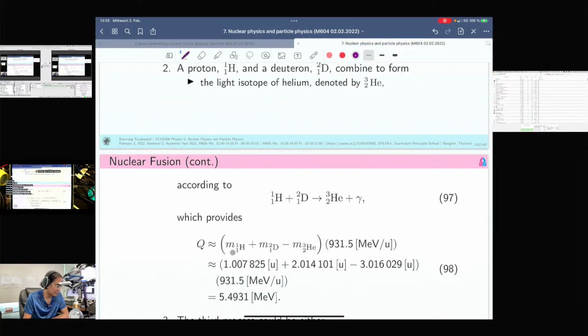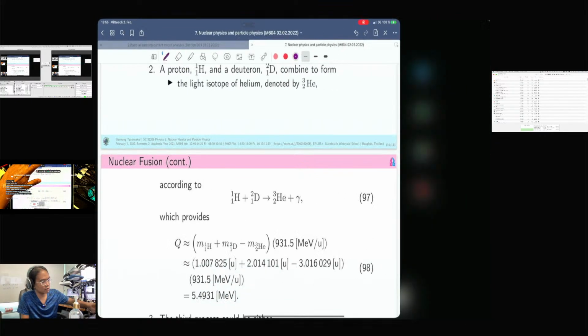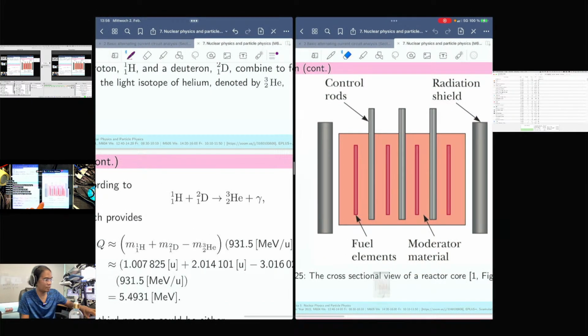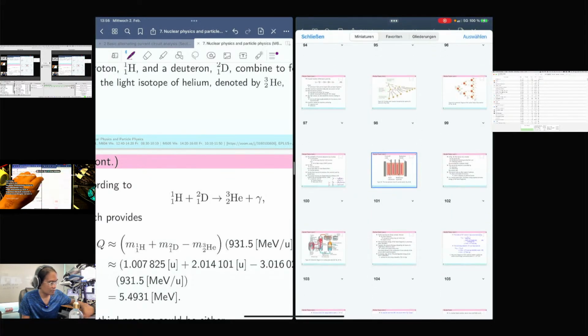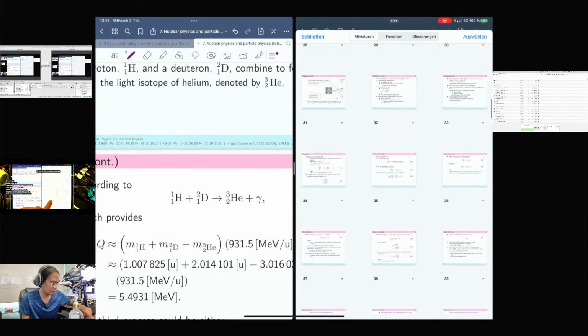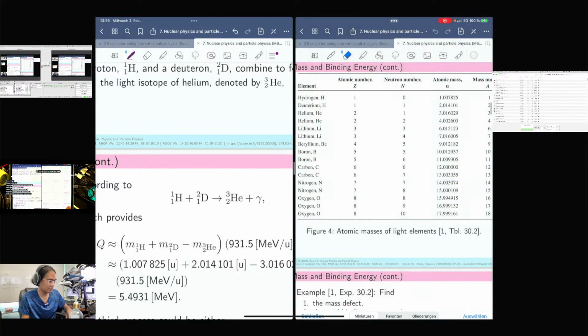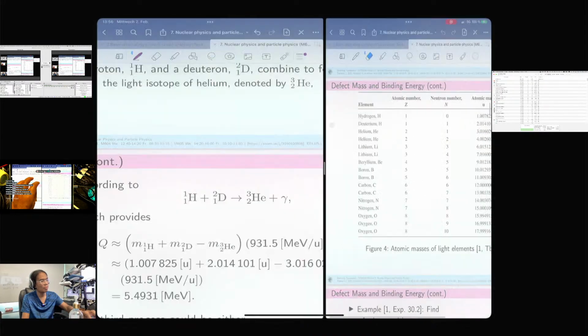We get the mass of the proton, the mass of the deuterium, the mass of helium 3,2. Please note that helium has several isotopes. If you take a look at the table at the beginning, helium 3,2 is the light version of helium, right? Because this is the helium 3,2 isotope. This is the stable one, helium 4,2, which is the alpha particle, right? Okay.